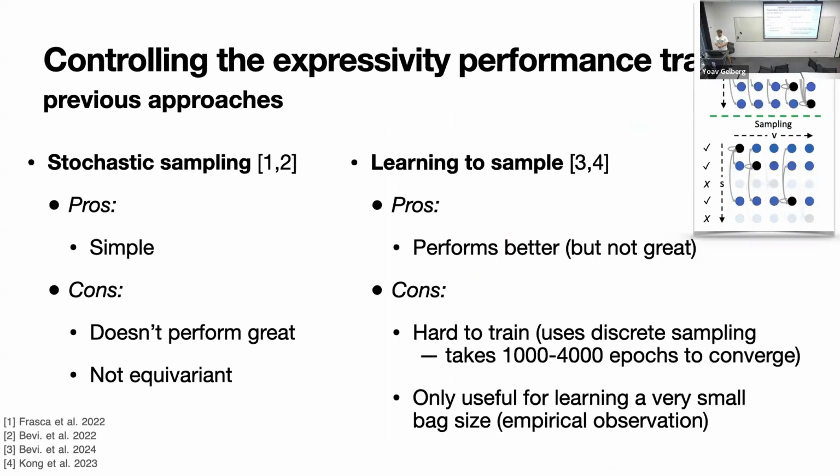So people took it a step further and tried to learn what to sample. And the pro is that it performs better, but it's still not great. And the cons are that it's pretty hard to train because it uses discrete sampling in RL. So it takes around 1,000 to 4,000 epochs to converge. And it's only useful for learning a very small bag size. This is an empirical observation. So what this means is that it only works well if you sample 3 to 5 subgraphs, more or less.